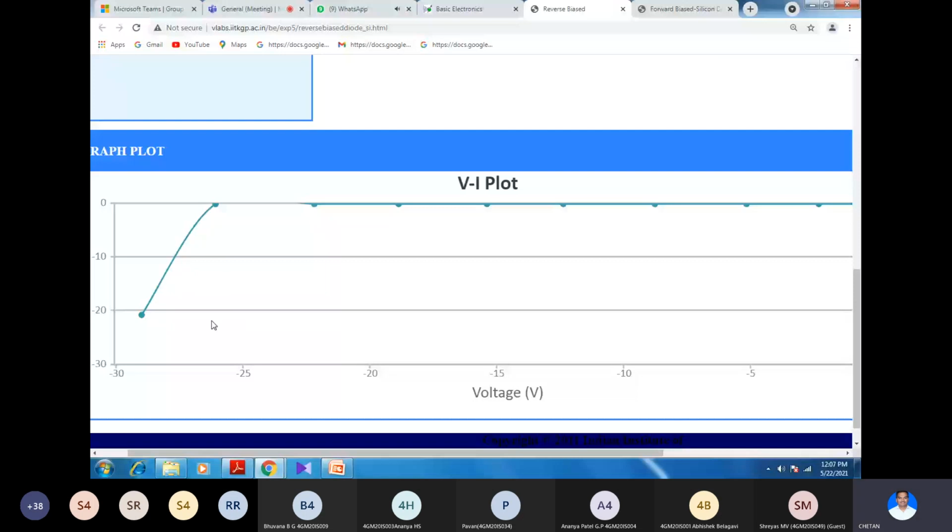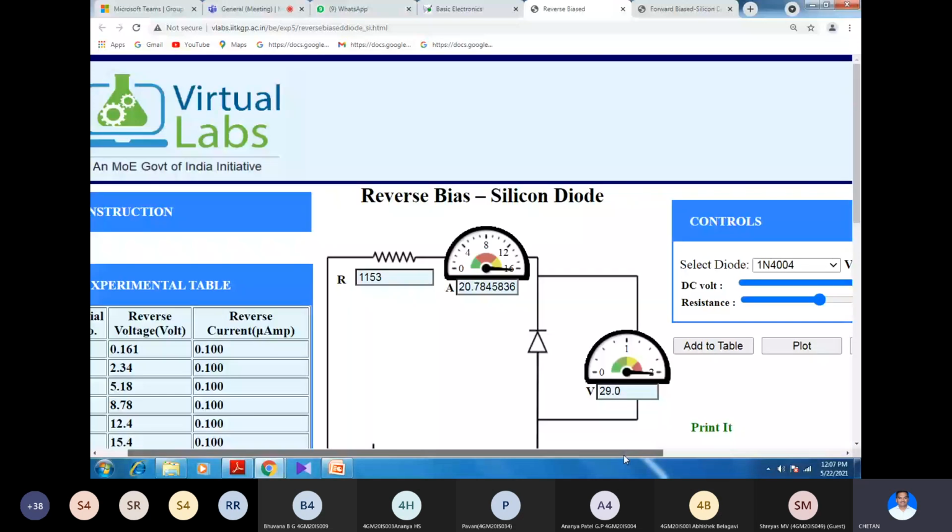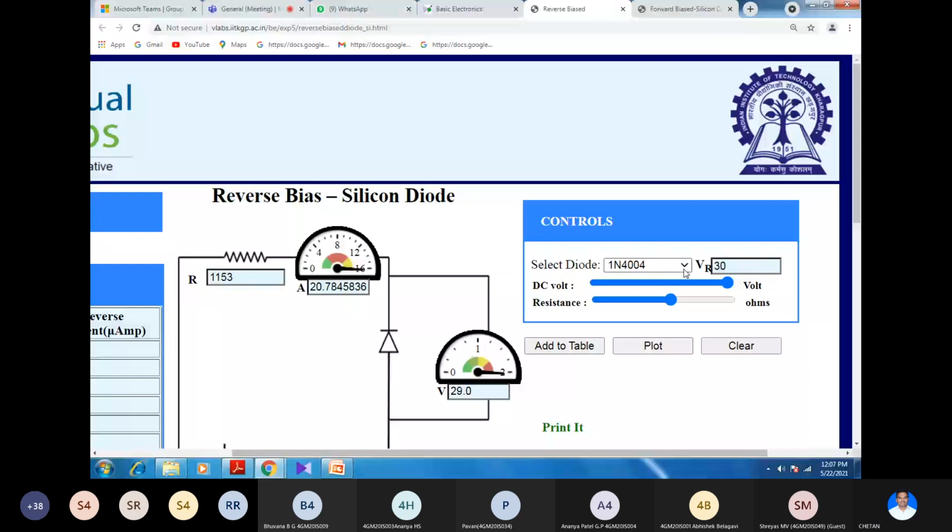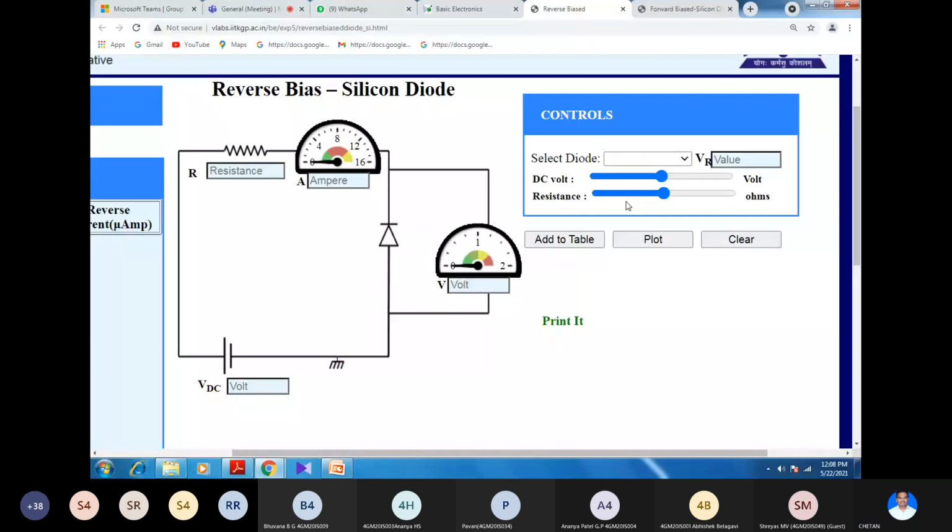So you can observe here there are different diodes available. For this diode, it is 30 volt. If you change the diode, say IN 4448, for this diode the reverse breakdown voltage is only 20. So it means that when you give 20, right? I will keep some value of resistance here. So resistance is around 1 kilo ohm, right? The applied voltage.